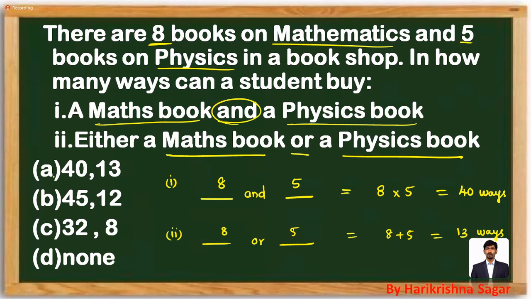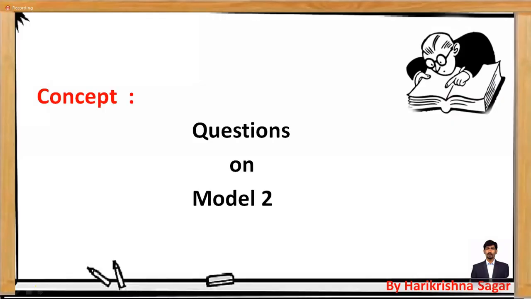So the first question's answer is 40, the second question's answer is 13. You can mark the answer choice as option A. Look at the next model question. In the first model question, what you have to remember is that whenever you come across the conditions 'and' or 'or', 'and' can be replaced with multiplication, 'or' can be replaced with addition.